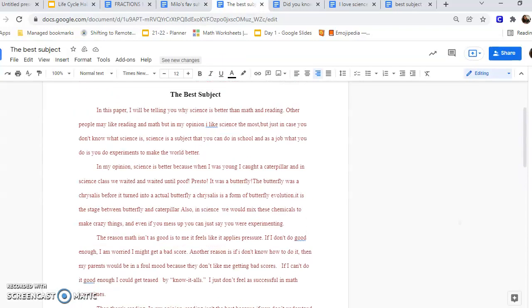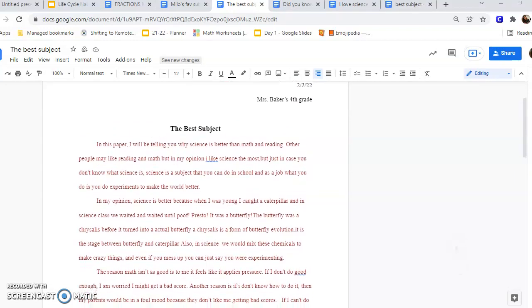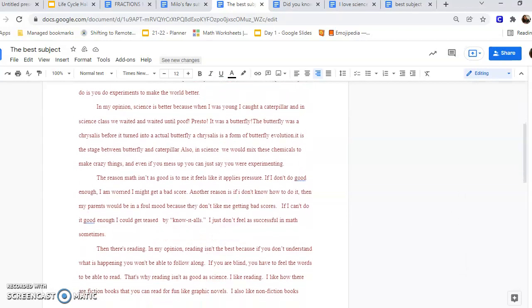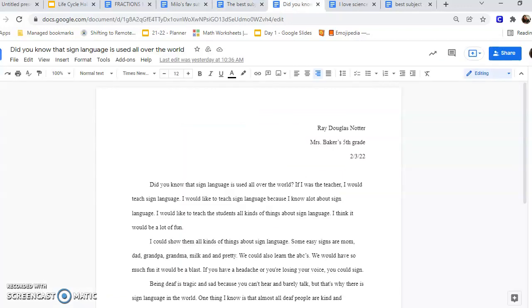In this particular example, I have a student that is explaining to me reasons that math, now this is an advanced math student, reasons that math isn't a good fit for him is because he feels like it applies pressure. If he doesn't do good enough, he's worried he might get a bad score. Another reason is if he doesn't know how to do it, then he thinks that his parents will be in a foul mood because he's getting bad scores in school. And so it lets me know that there's a lot of grade anxiety in this student that I need to be aware of and mindful of, and then work in different ways to change how that's looking for him.